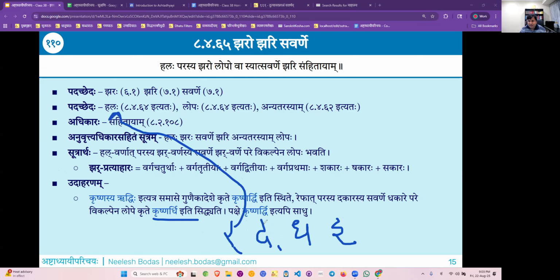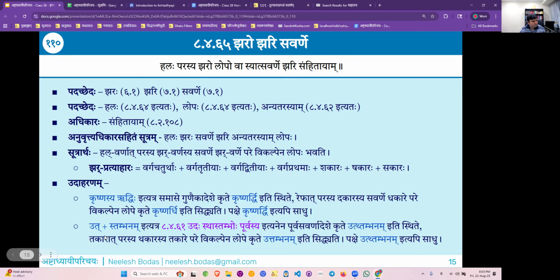Halvarna. Dakara maps to which part of the sutram? Jharvarna. And the next Dakara maps to Savarna Jhar. Therefore, the condition is satisfied. Therefore, Madhyama Dakarasya lope krute Krishnardhi iti siddhyati; pakshe lopam vina Krishnardhi ityapi sadhu. And then next example also you should be able to explain. We just looked at it 5 minutes ago.